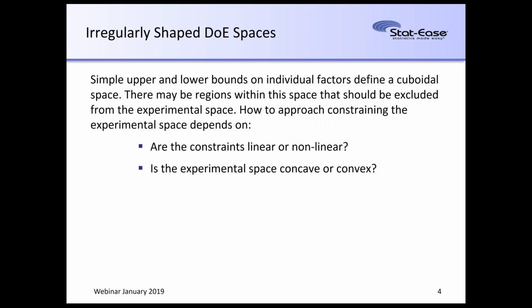So the problem we're trying to address is when you design experiments and you input the high and the low value for each of the factors, that defines a cube. And there may be regions within that cube that should be excluded from the experimental space. And so how do we approach this? Well, the first question you can ask: are the constraints linear or nonlinear? And then the second question is: is the experimental space concave or convex? And then that'll tell you what type of constraints you need.